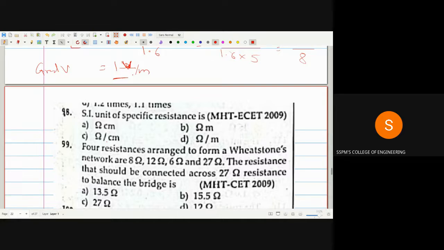The power is I square R, or V square divided by R. If your basic concepts are clear, you can solve any question of the MSc exam.